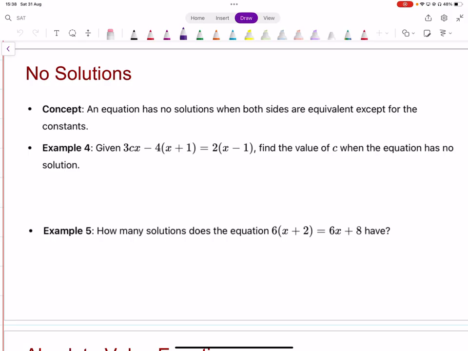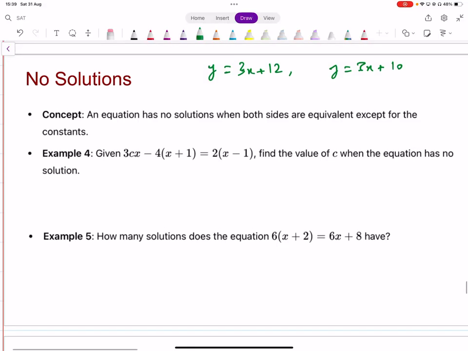Now, this was the other type of problem that we discussed earlier. For straight lines in particular, when you had y equals 3x plus 12 and y equals 3x plus 10. How many solutions did these two equations have? Zero solutions. They did not intersect at all because they were parallel to each other. The general rule about it is you get no solutions whenever everything else in an equation is the same except the constant terms.